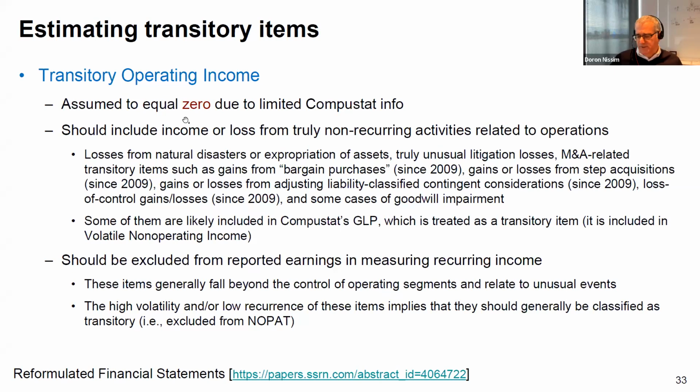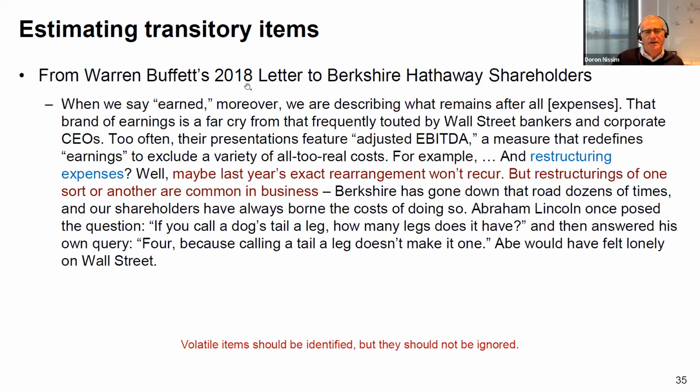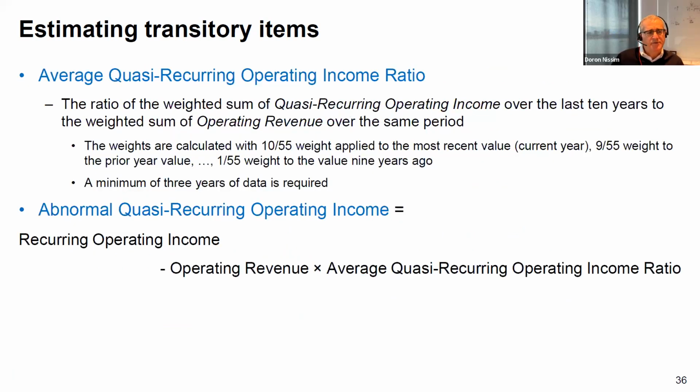Here again, I assume 0 because I'm using CompuStat. Everything else falls into the bucket that I'm smoothing, and that's how I'm doing the smoothing as I just described.